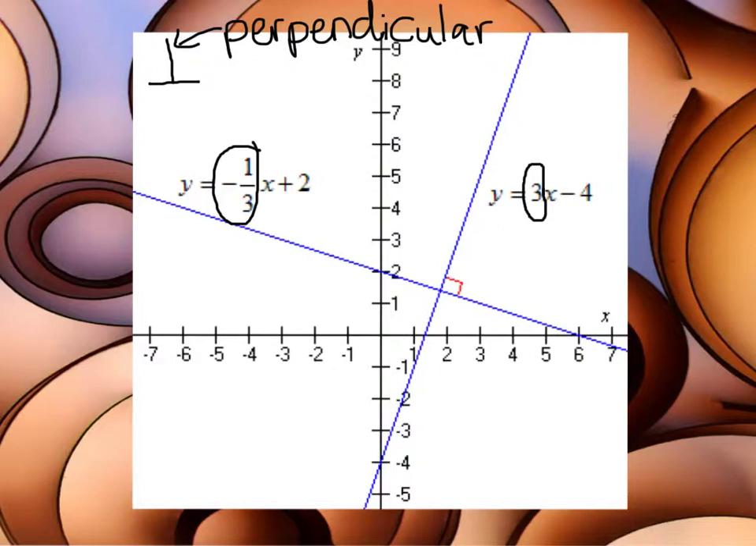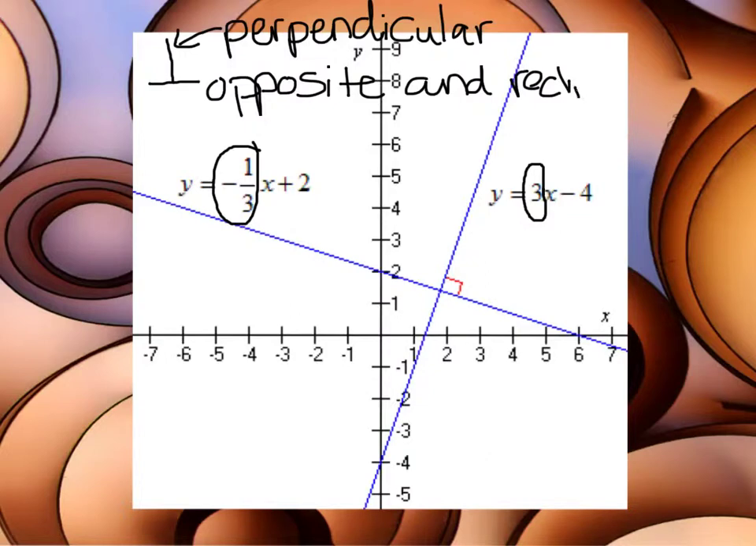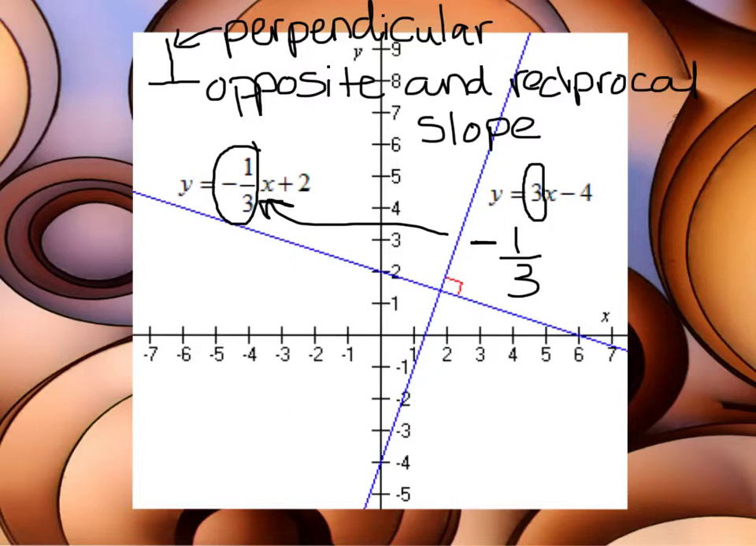Perpendicular lines have opposite and reciprocal slopes. That means that if you have a line that's 3, you're going to flip it and make it 1/3, and then you're going to change the sign of that and make it negative, and you would get the perpendicular slope. So perpendicular slope is opposite and reciprocal. I hope I spelled that right. Reciprocal slope.